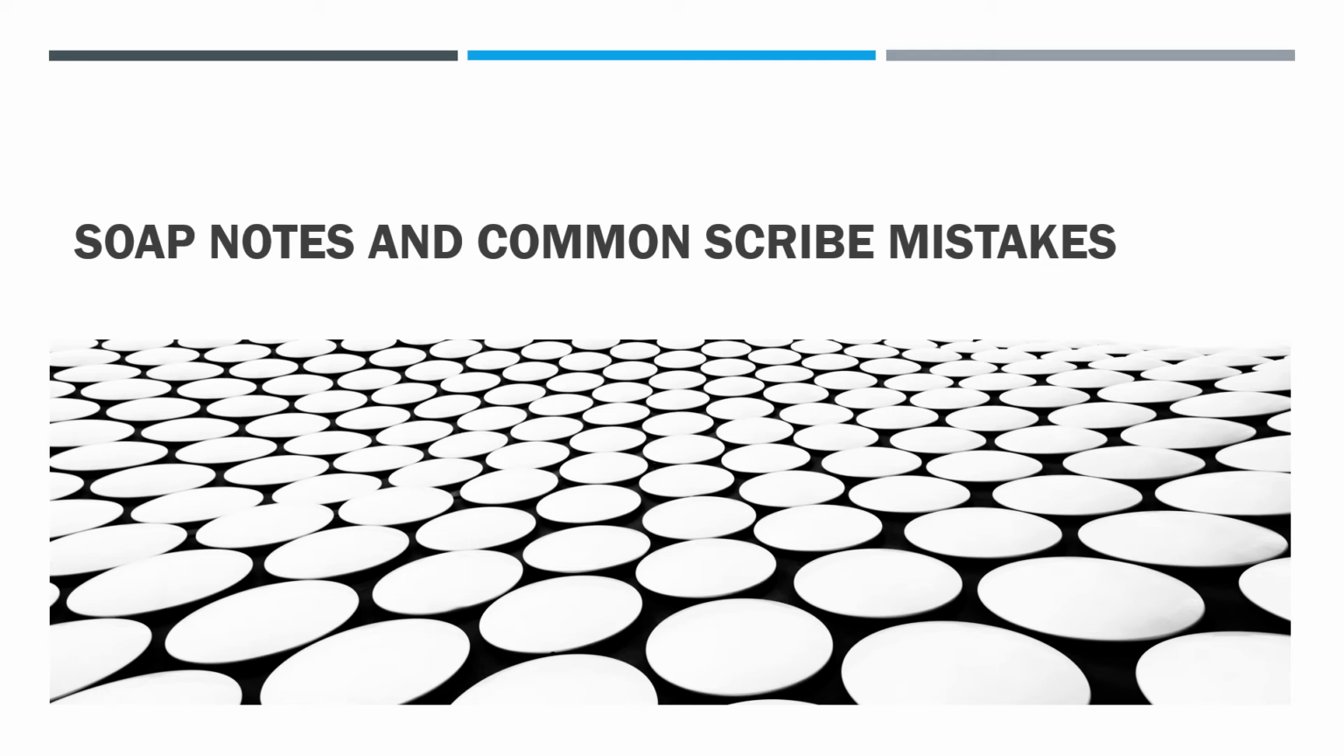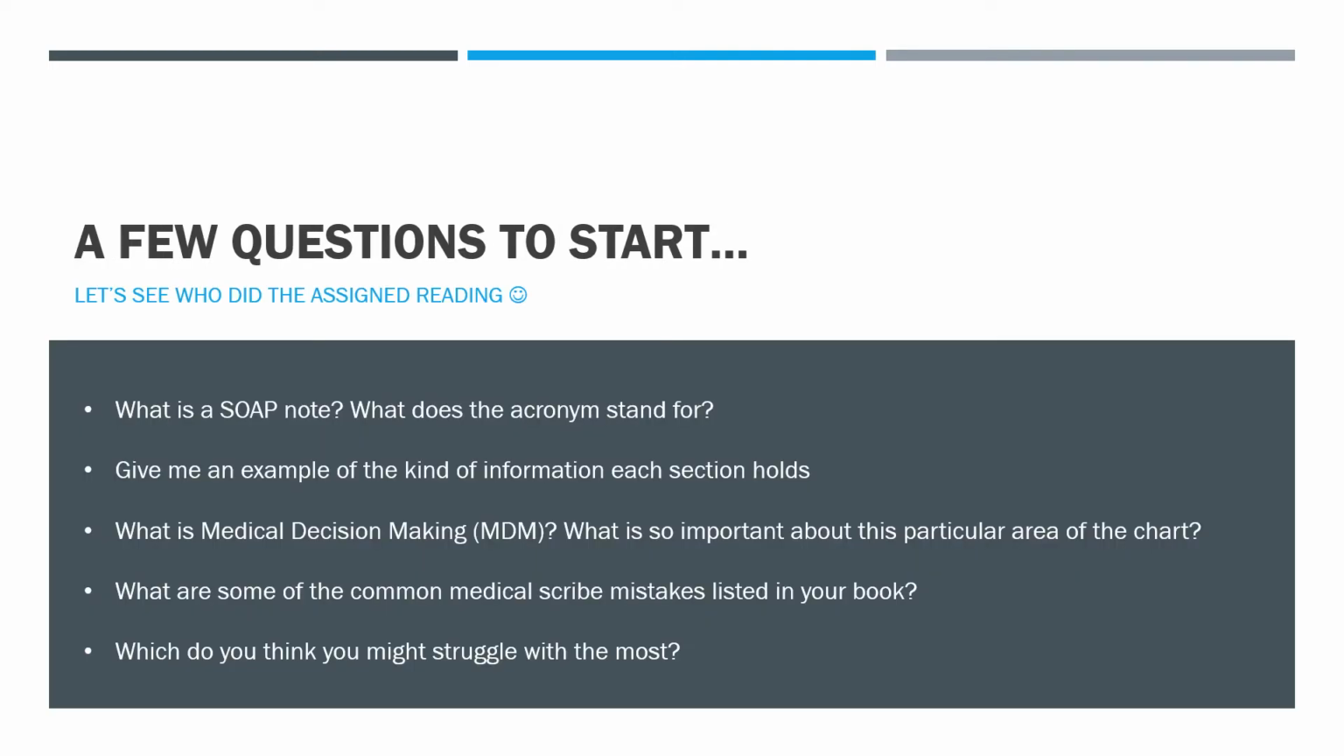Now on to the lecture about your bread and butter, SOAP notes, and common scribe mistakes. So a few questions to start, just to keep in mind while we go through this. What is a SOAP note and what does that acronym SOAP stand for? Give me an example, or think of an example, of the kind of information each section holds.